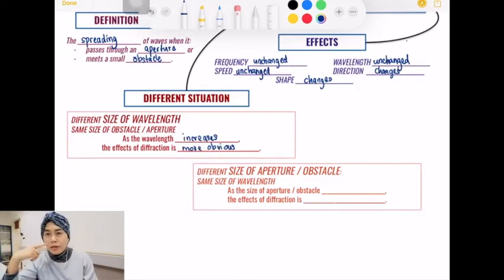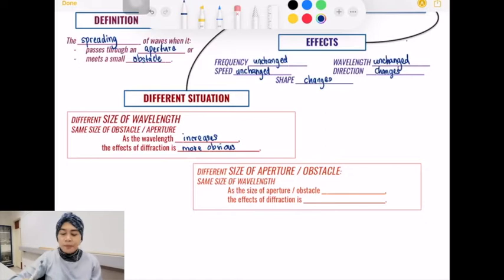This is how you're going to answer the question in SPM. If they ask what the effect of diffraction is, you say the diffraction pattern is either more obvious or less obvious, when you have to make a comparison.